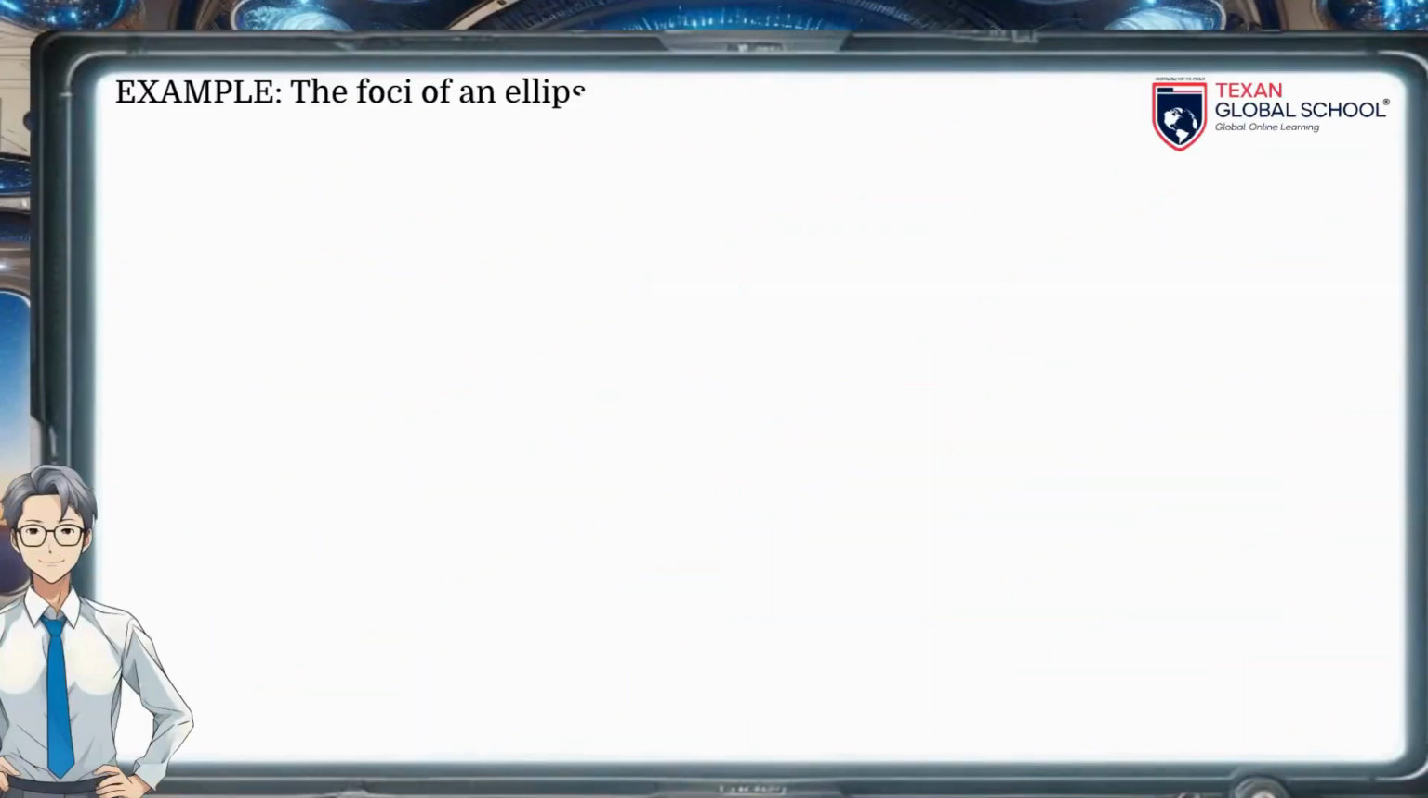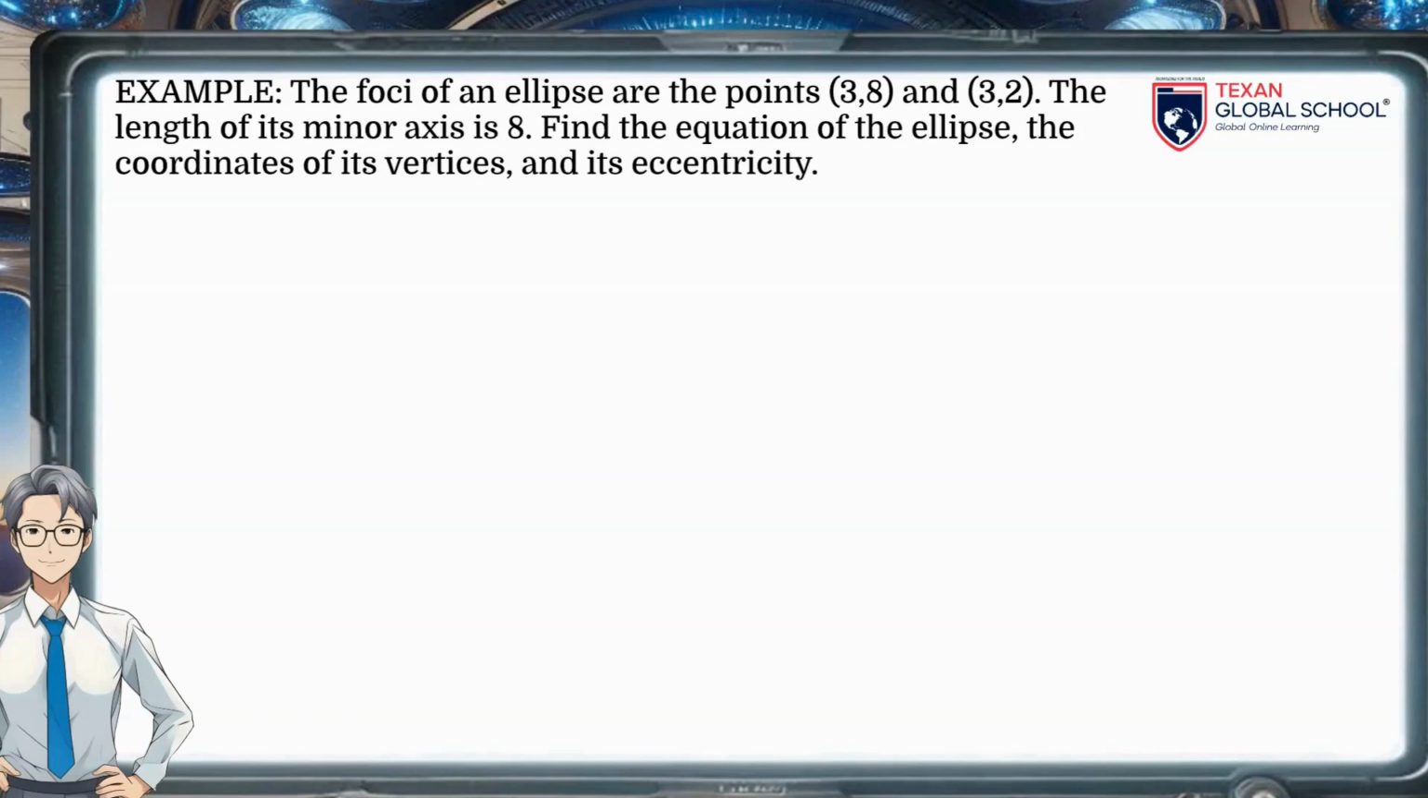Let's look at another example. The foci of an ellipse are the points (3, 8) and (3, 2). The length of its minor axis is 8. Find the equation of the ellipse, the coordinates of its vertices, and its eccentricity.